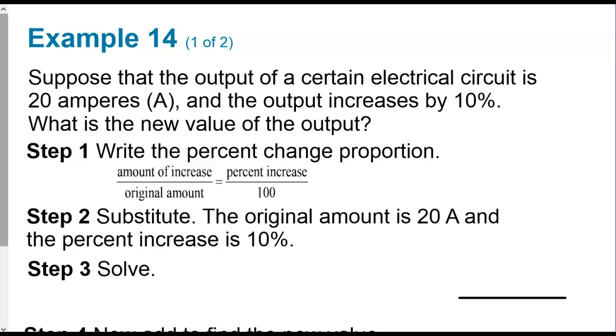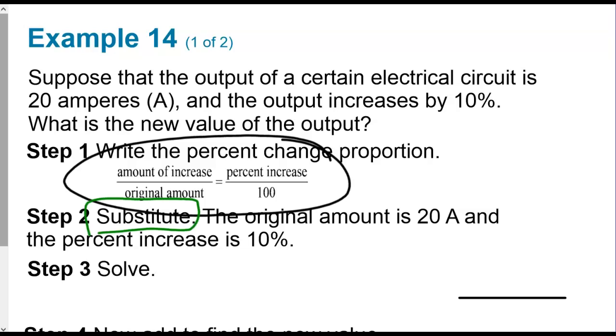When we look at this problem, we're looking at an electrical circuit, and it's putting out 20 amps, and the output increases by 10%. What's the new value of the output? Step one, we make sure that we identify what our change proportion is, and that's what we looked at in the last page. We're going to substitute the values that we have. We know that the original amount is 20 amps and the percentage increase is 10%. So let's go ahead and solve that.